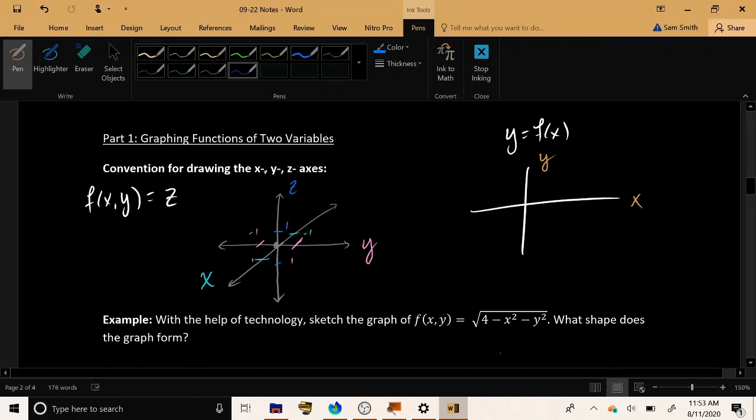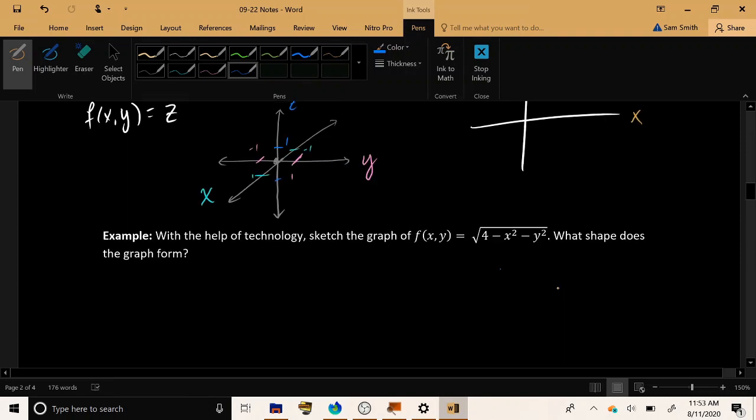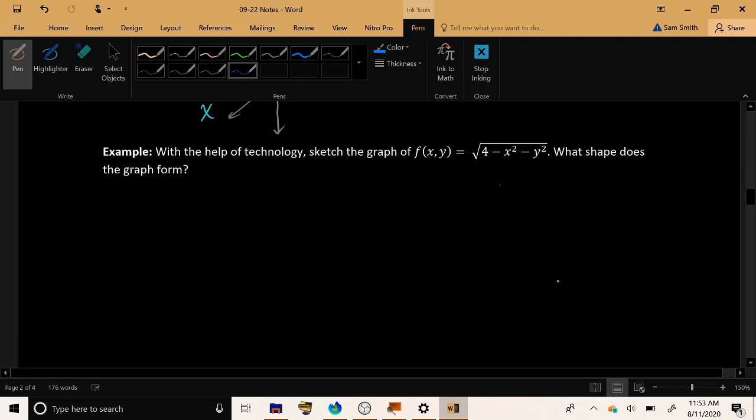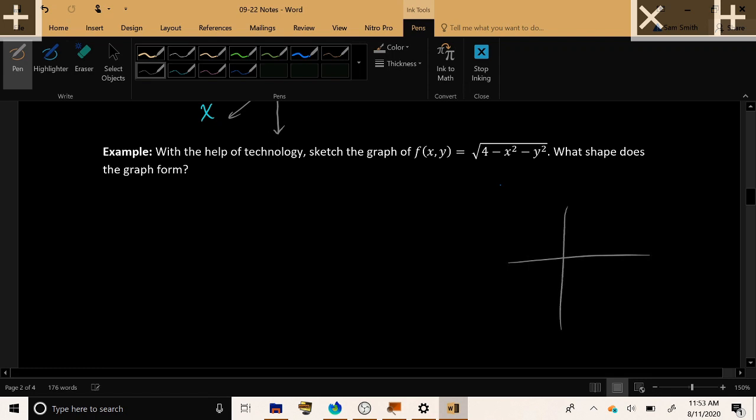Okay, so let's try and sketch the graph of f of x, y equals the square root of 4 minus x squared minus y squared. And perhaps before we get started, let's draw maybe one or two points of this graph ourselves, just to get an idea of what the graph is really telling us. So let's draw our x, y, z axes, and let's plug in the point, say, 0, 0.